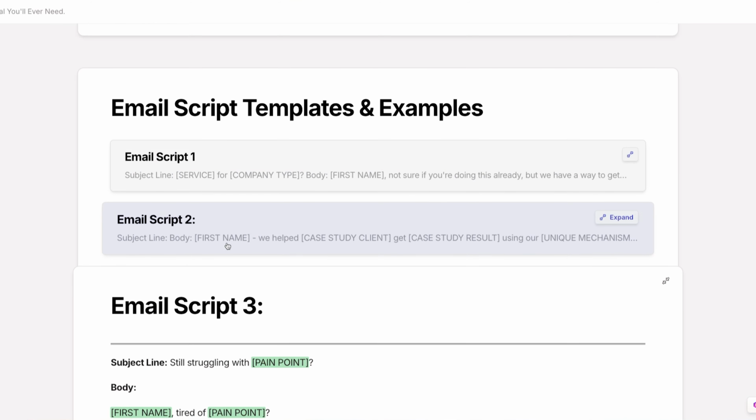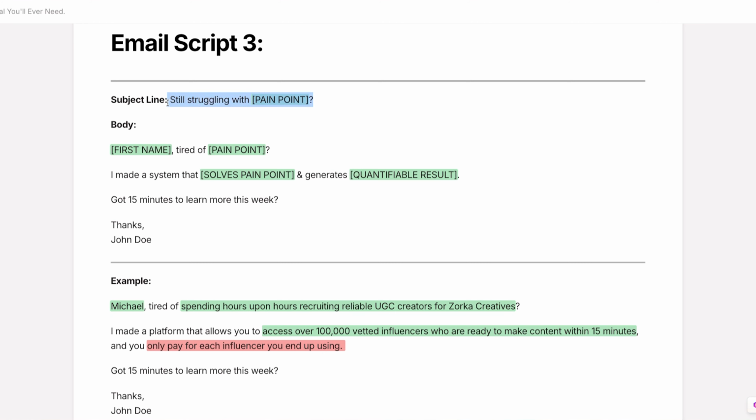So that's that. Email script 3, subject line: still struggling with pain point? And then the body would be: first name, tired of pain point? I made a system that solves pain point and generates quantifiable result. Got 15 minutes to learn more this week? So you can kind of see, once it's broken down on a very simple level, you can understand why this would work, right? You just have to be able to get in front of the right person and say the right thing. So if they are genuinely tired of pain point and they see the second line, I made a system that solves that exact pain point and generates this amount of money or saves this amount of time, it's going to work, right? You will get a response.